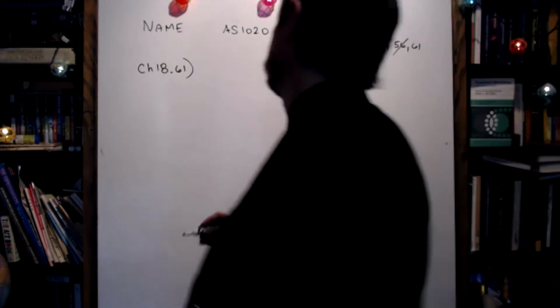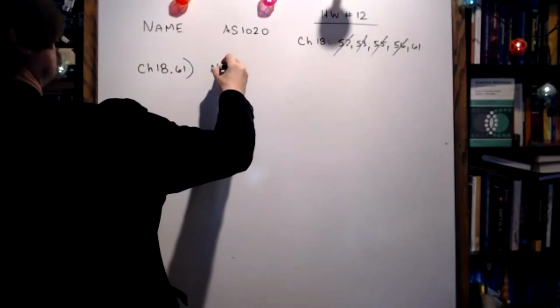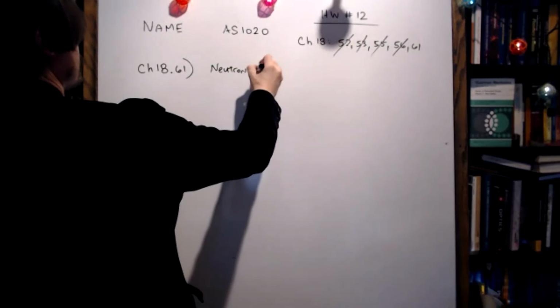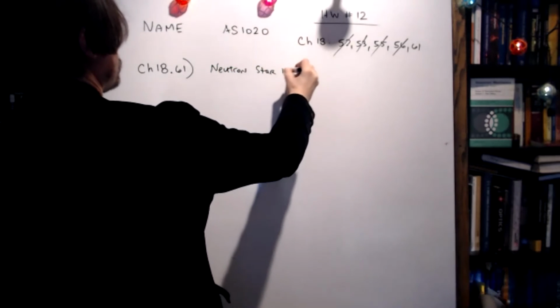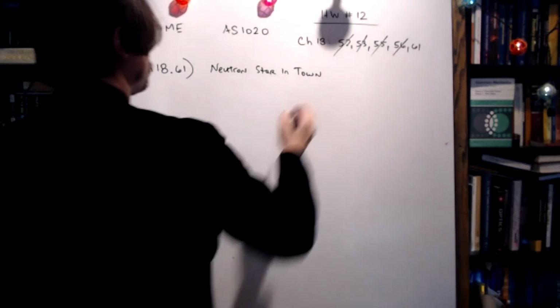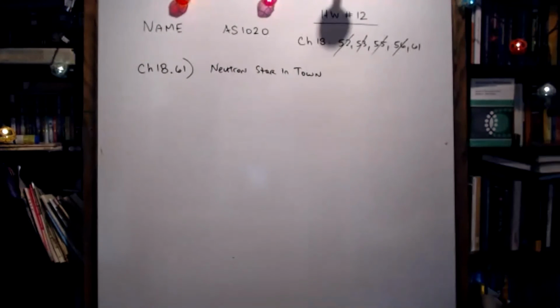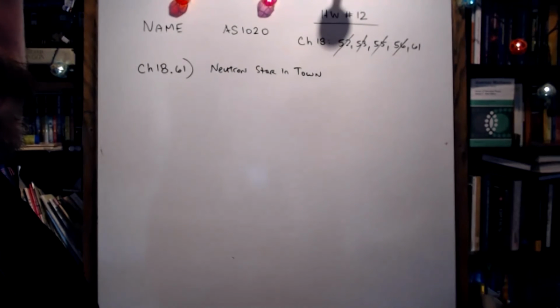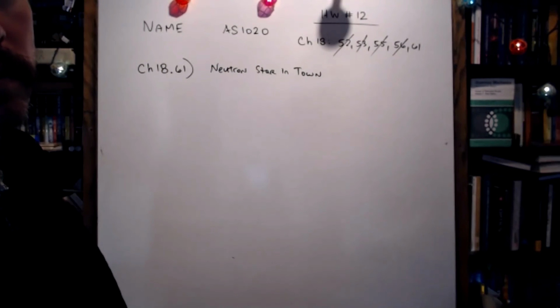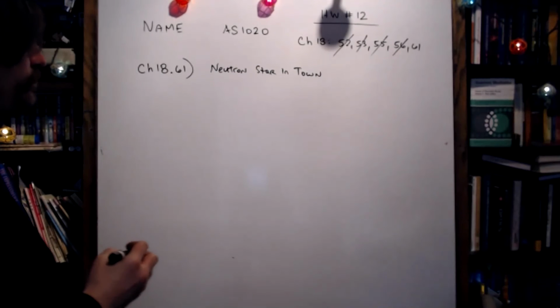Challenge problem. A neutron star comes to town. Suppose a neutron star suddenly appeared in your hometown. How thick a layer would Earth form as it wrapped around the neutron star surface? Assume that the layer formed by Earth has the same average density as the neutron star.